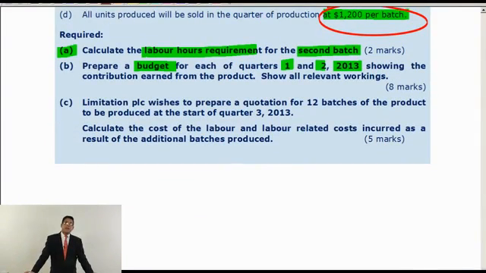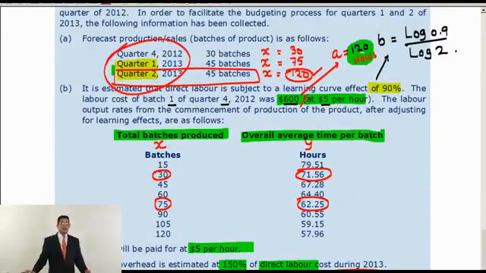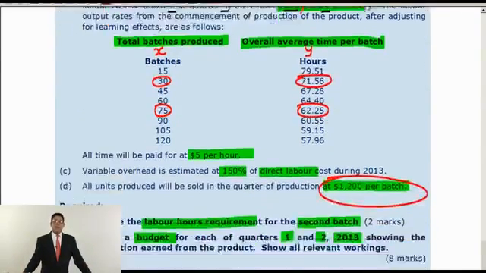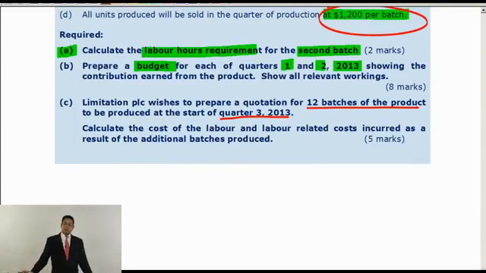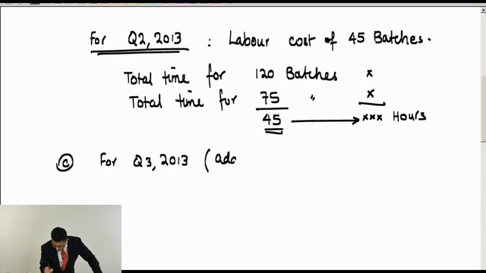Requirement C is Limitation PLC wishes to prepare a quotation for 12 batches of the product to be produced at the start of quarter number 3 of 2013, meaning to say when these 3 quarters have ended, then the next quarter would be quarter number 3 of 2013, when they received an order of another 12 batches. Requirement is calculate the cost of labor and labor related costs, meaning variable overheads incurred as a result of the additional batches produced. So I can give you the guidelines again and you can try this. Okay, can I say when so this is for quarter number 3 of 2013 for additional 12 batches.